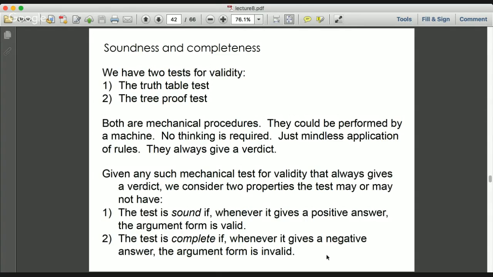What I'm not quite sure about is what completeness is about. Oh, completeness is just this bottom bit here. So the test is complete whenever it gives a negative answer, the argument's invalid. So if our tree method, say, told us that a particular argument was invalid, but actually it wasn't invalid, it was valid, then the tree method would be incomplete. Yeah, it was the second explanation he gave a moment ago. Yeah.